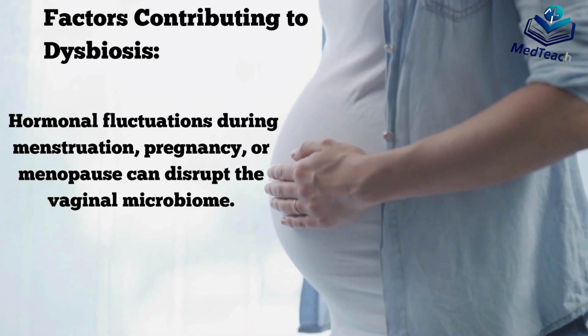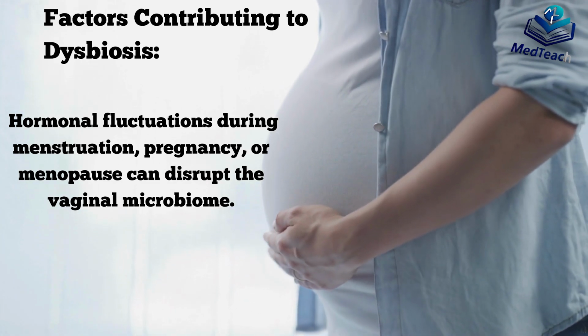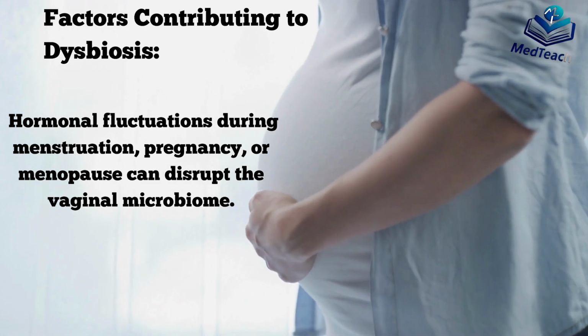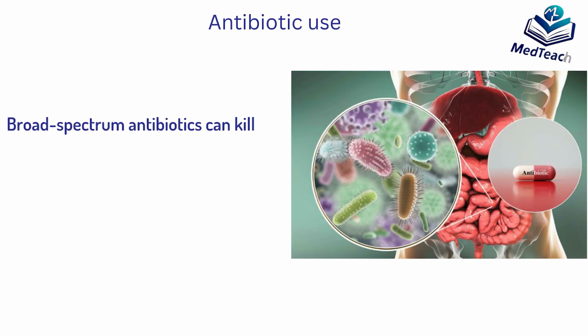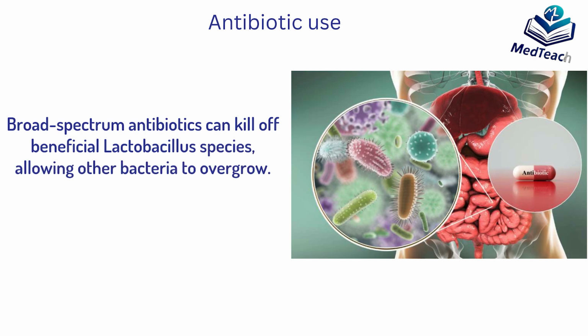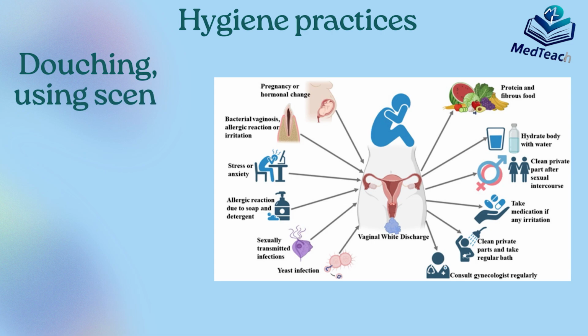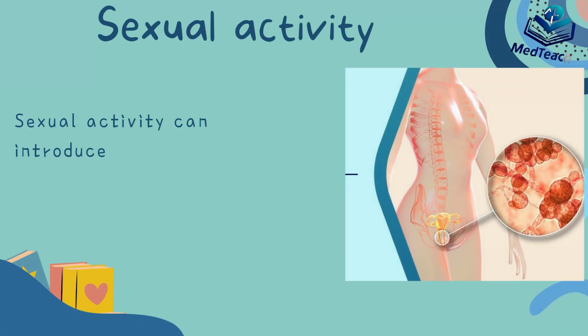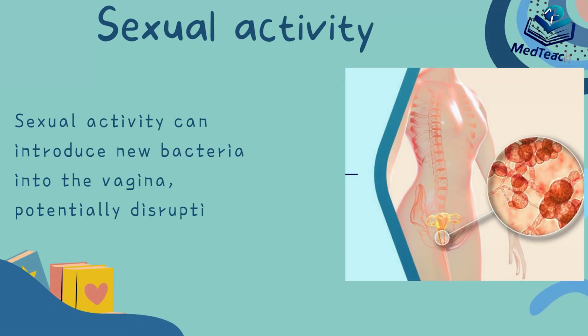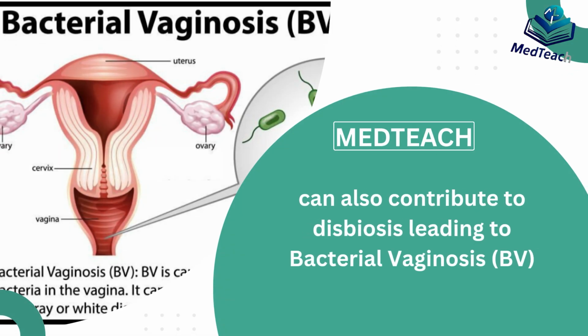Now, what are the factors that are contributing to dysbiosis? It can be hormonal changes. For example, hormonal fluctuations during menstruation, pregnancy, or menopause can disrupt the vaginal microbiome. Then, antibiotic use. Broad spectrum antibiotics can kill off beneficial lactobacillus species, allowing other bacteria to overgrow. Then, hygiene practices like douching, using scented soaps, or wearing tight clothing can disrupt the vaginal microbiome. And finally, even sexual activity, where new bacteria can be introduced into the vagina, potentially disrupting the natural balance, can also contribute to dysbiosis, leading to bacterial vaginosis.